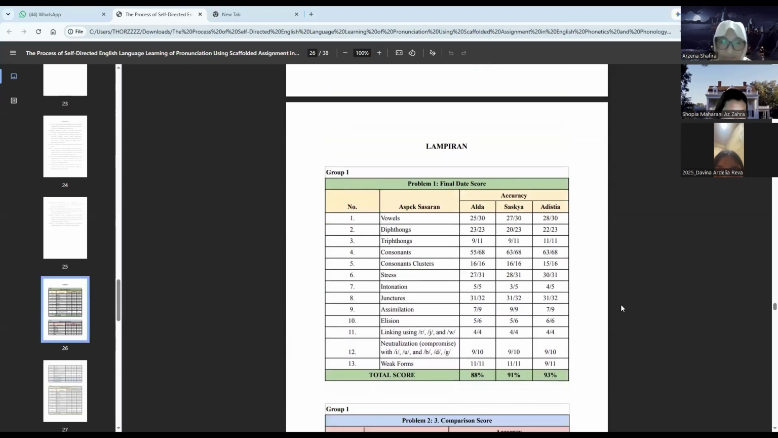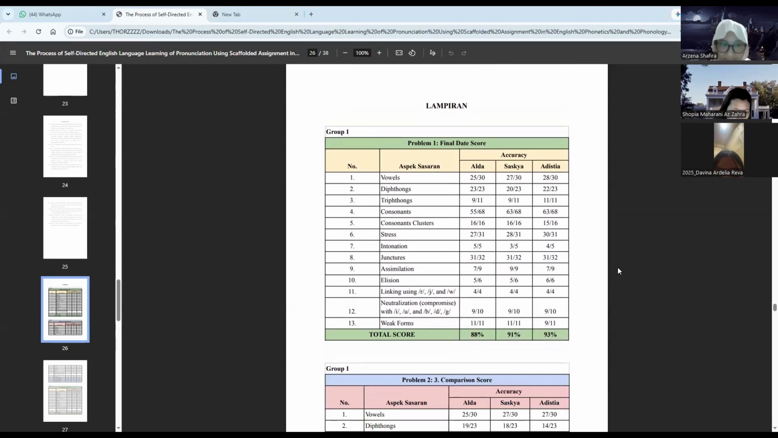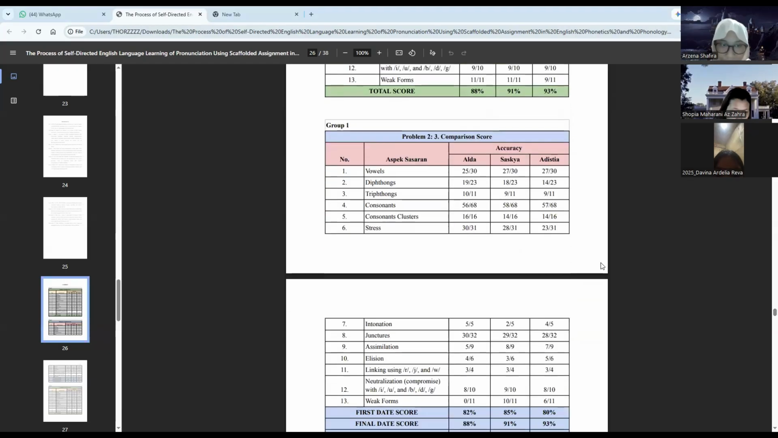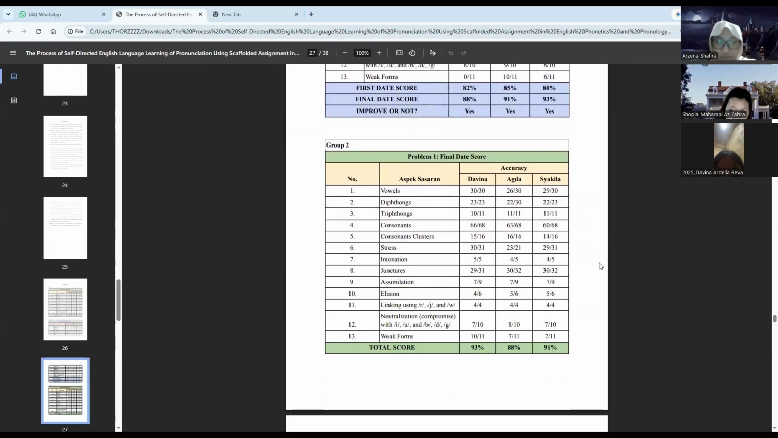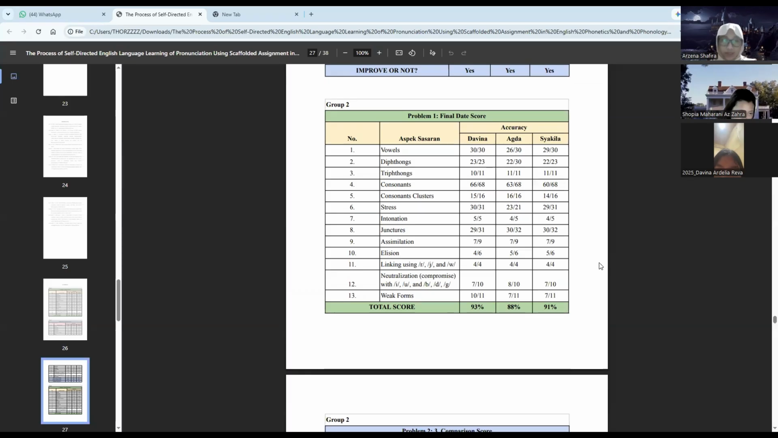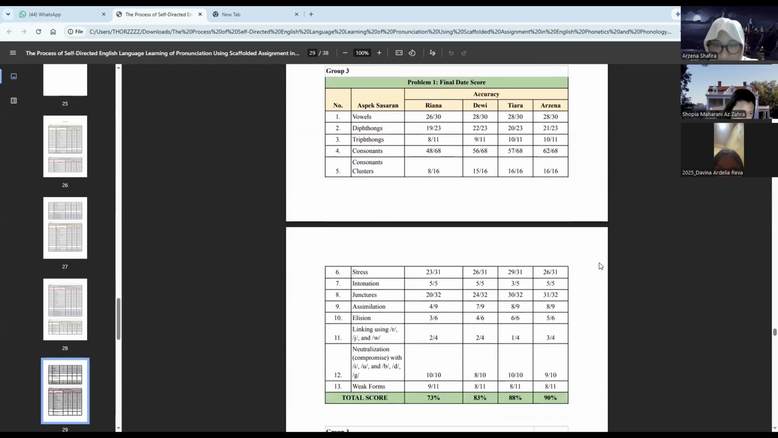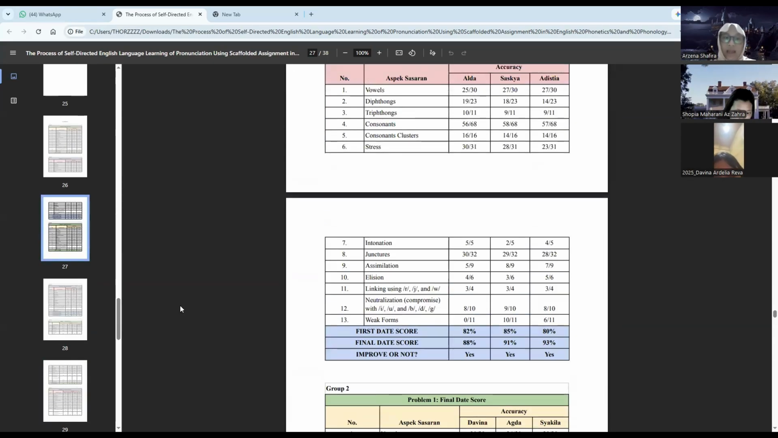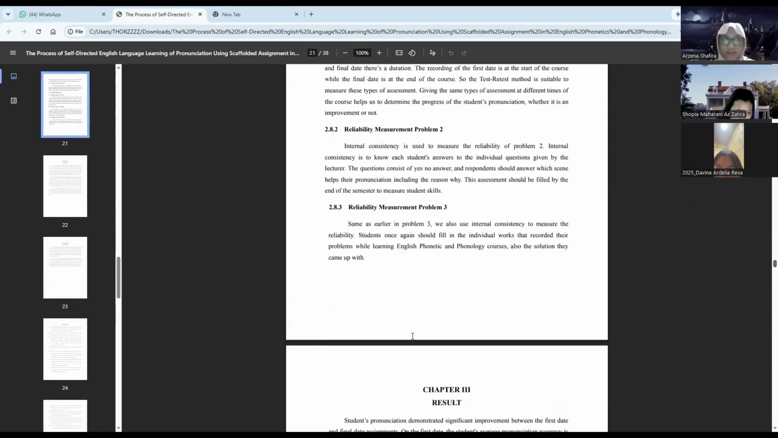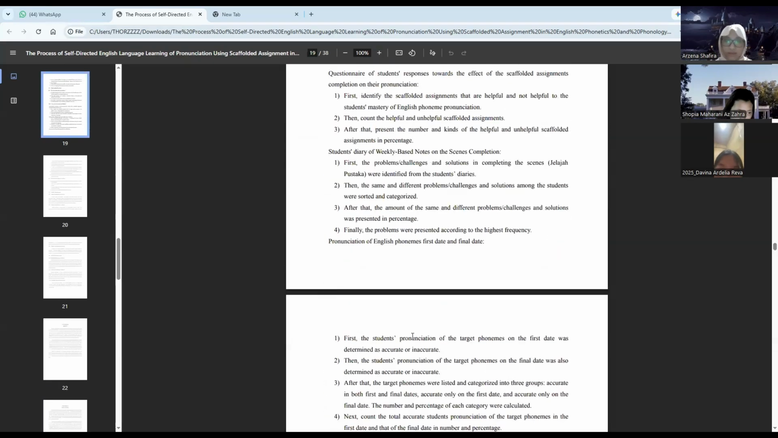in group 1, the final net scores were 88% for Alda, 91% for Saskia, 93% for Adistia. In group 2, the final net scores were 93% for Davina, 88% for Akda, and 91% for Shakila. Meanwhile, in group 3, the final net scores range from 73% for Rihanna, 83% for Dewi, 88% for Tiara, and 90% for Arzena. Overall, these final net results demonstrate that after completing the scaffolded learning process, the majority of students have successfully reached a high level of pronunciation proficiency.